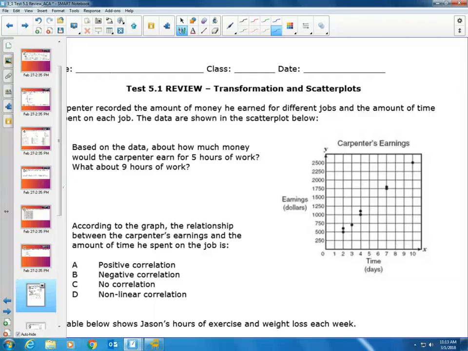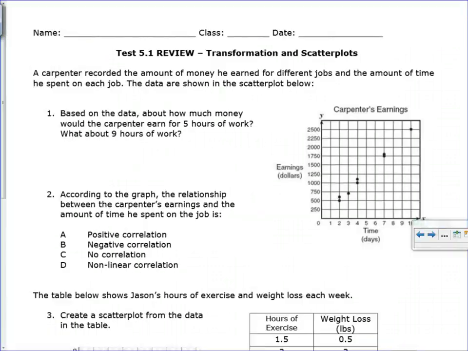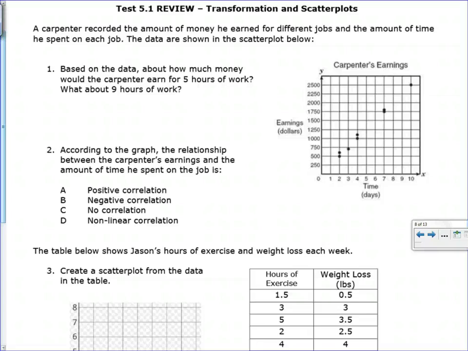This is the test 5.1 review for academic math, transformations, and scatter plots. So we're going to start right off with scatter plots. A carpenter recorded the amount of money he earned from different jobs and the amount of time he spent on each job. The data are shown in the scatter plot below.